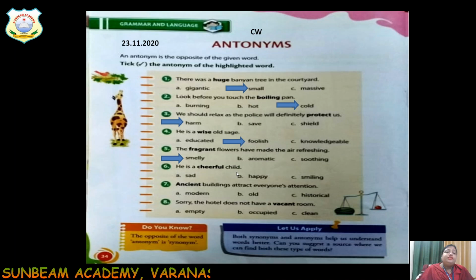Now, he is a cheerful child. Cheerful means joyful, happy. So what is the opposite of cheerful? Sad. I told you, cheerful is happy, joy, and the opposite of happy is sad. Ancient. Ancient is very old. So ancient buildings attract everyone's attention. People go to visit ancient buildings, ancient monuments. So what is the opposite of ancient? Modern. Modern is new. So old, new.